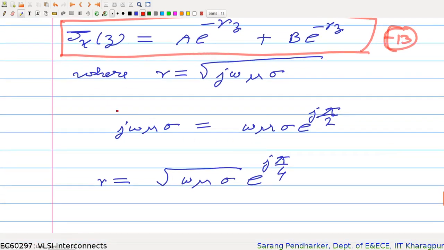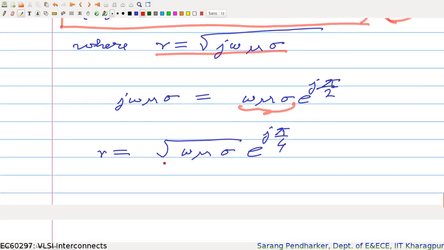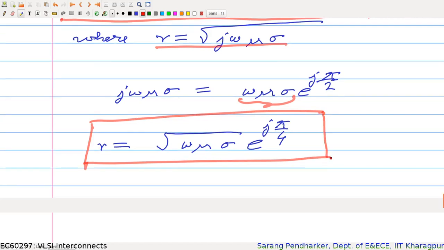Right. So what we have is this, where gamma is a root of an imaginary number. How to get that root? I can write j omega mu sigma as this is my magnitude, and this phase term I can write as e to the power j pi by 2, right? And now if I take the square root of this, I am taking the square root of the magnitude and dividing the argument or the phase by a factor of 2. So I have gamma given by this thing.